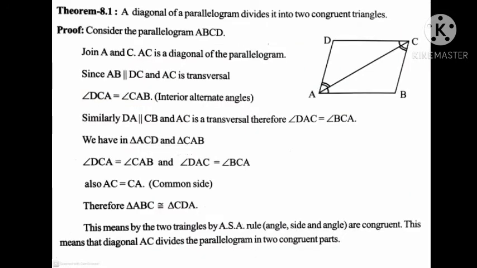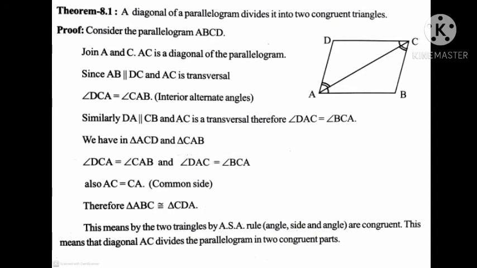Let us start. We can prove some properties of a parallelogram. The first theorem, 8.1: a diagonal of a parallelogram divides it into two congruent triangles. Now we can prove it. Proof. Consider the parallelogram ABCD. Join A and C. AC is a diagonal of the parallelogram.